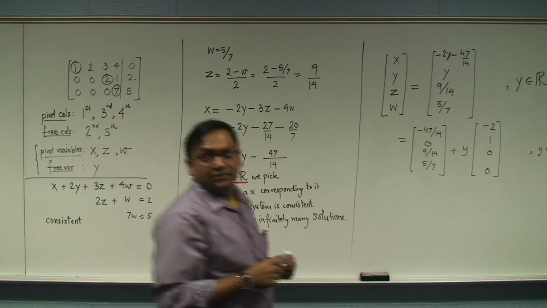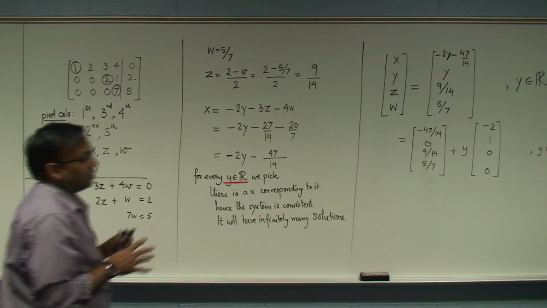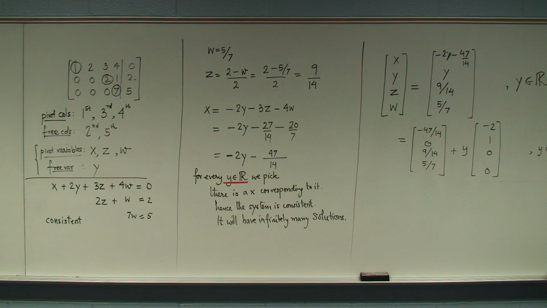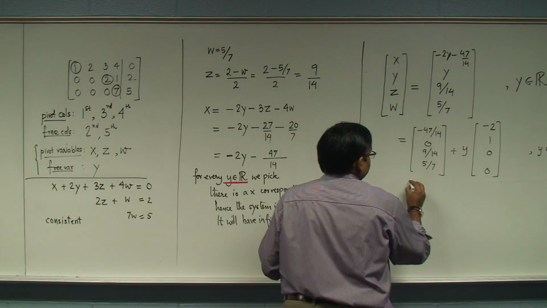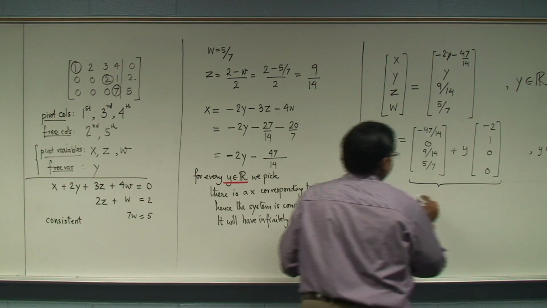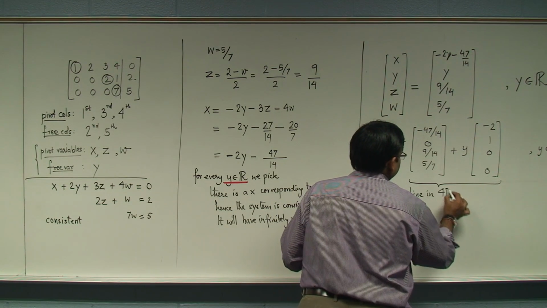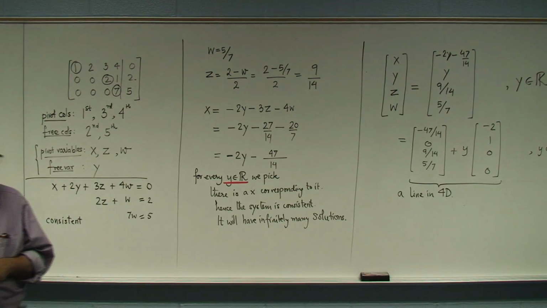One may ask, why am I writing the solution in this way? Again, we will later on see the significance of this kind of a split, but at least right now I can give you a geometrical description. What this solution is telling me is that if I plot this in 4 dimensions, this solution would actually be a line. So it will be a line in 4 dimensions. So you'll say, oh, well, that is not very helpful. What kind of a line are we talking about?